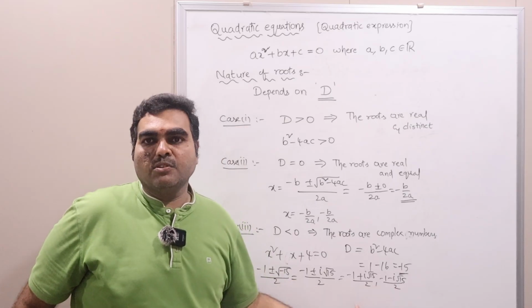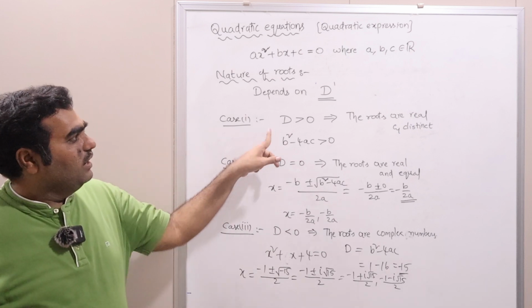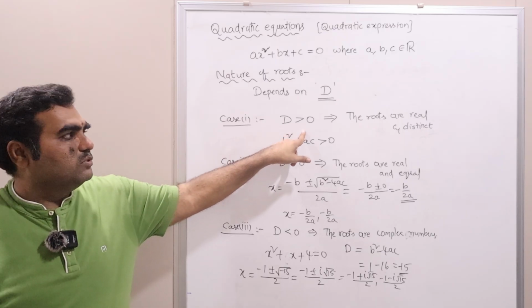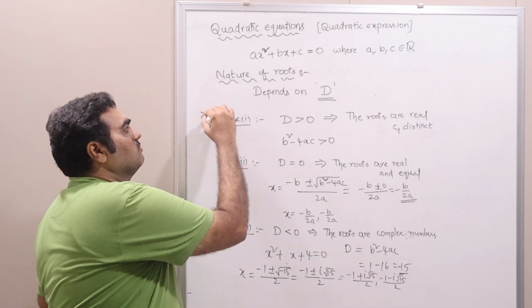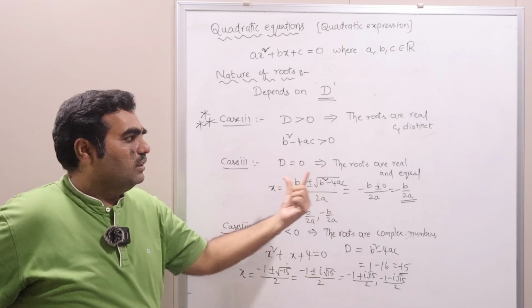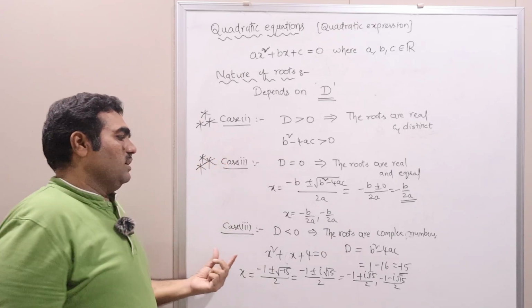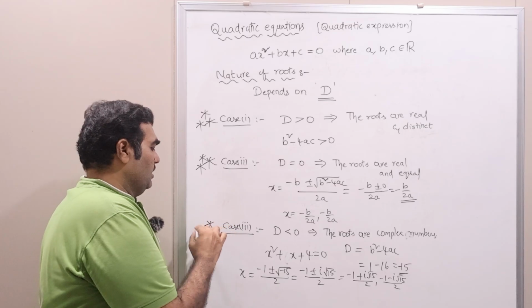So roots are complex conjugates, right? So this is very important. To summarize, d affects the nature of the roots. If d is greater than 0, roots are real and distinct. Very important. If d is equal to 0, roots are real and equal. If d is less than 0, roots are complex numbers.